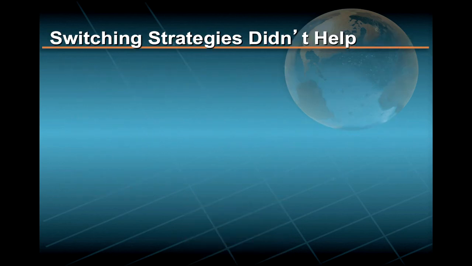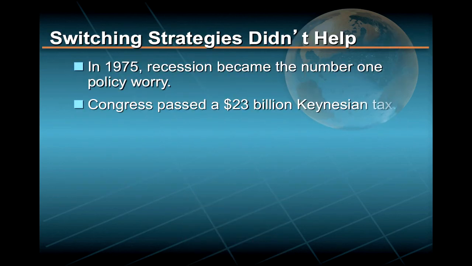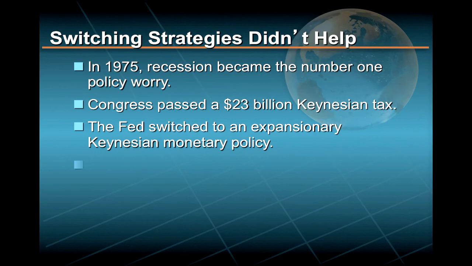Then, in 1975, alarmed by the deepening recession, the nation's policymakers switched their Keynesian strategy as they replaced inflation with recession as their number one policy worry. As Congress passed a $23 billion Keynesian tax cut to fight recession, the Federal Reserve switched to an expansionary Keynesian monetary policy. The result was a disaster that drives home the seemingly unreconcilable dilemma that stagflation poses for traditional Keynesianism. High inflation remained even as the economy failed to recover from recession.